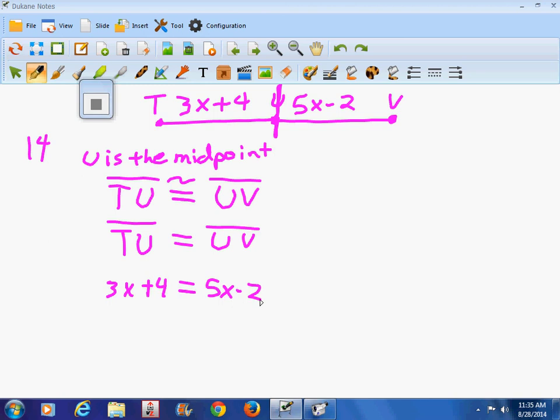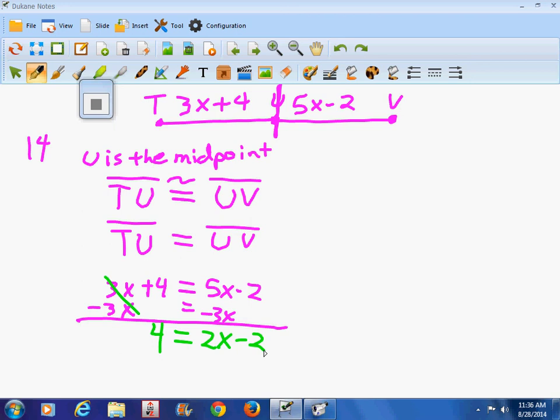Now we're doing the same thing we just did. What's going to be my first step, Kristen? Yeah, I can subtract the 3x. Doesn't necessarily matter which way you start, as long as you are following the right guidelines. So now that's going to cancel away. So now I have 4. 5x minus 3x is 2x minus 2.